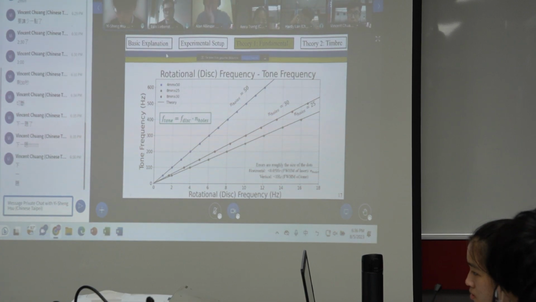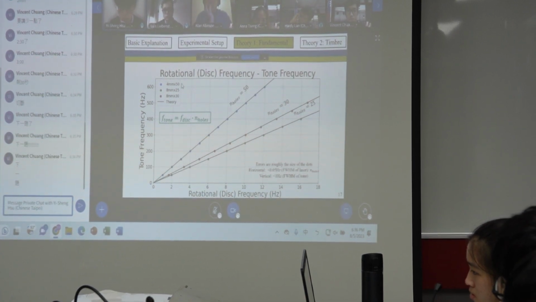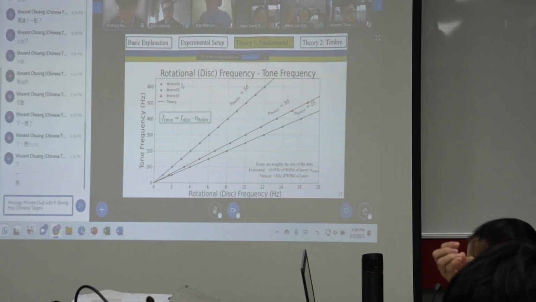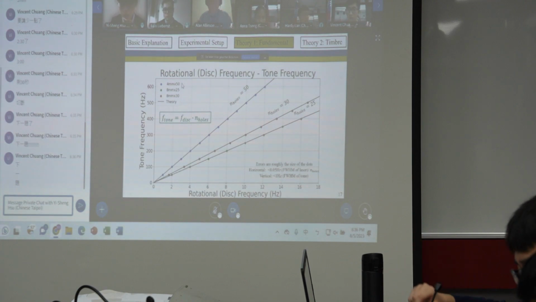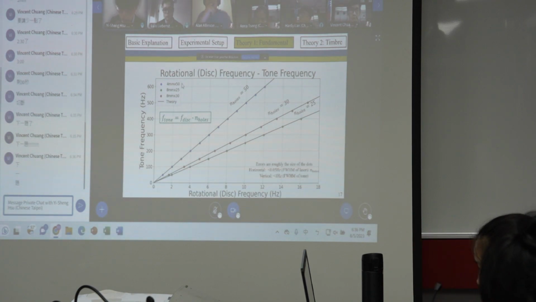So first, there is no error bar in your experiment. That is the first question. And another question is, is there any deviation caused by the small intensity of the sound?